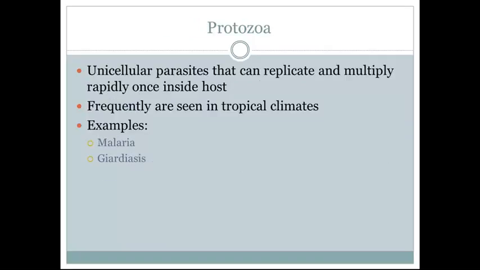Protozoa are unicellular parasites that can replicate and multiply rapidly once inside the host, and are frequently seen in tropical climates. Examples are malaria, which is spread by a mosquito, giardiasis, which is spread by ingested fecal matter, typically from a water source. And then another one that is on here is Trichomonas vaginalis, which is spread by sexually transmitted diseases.